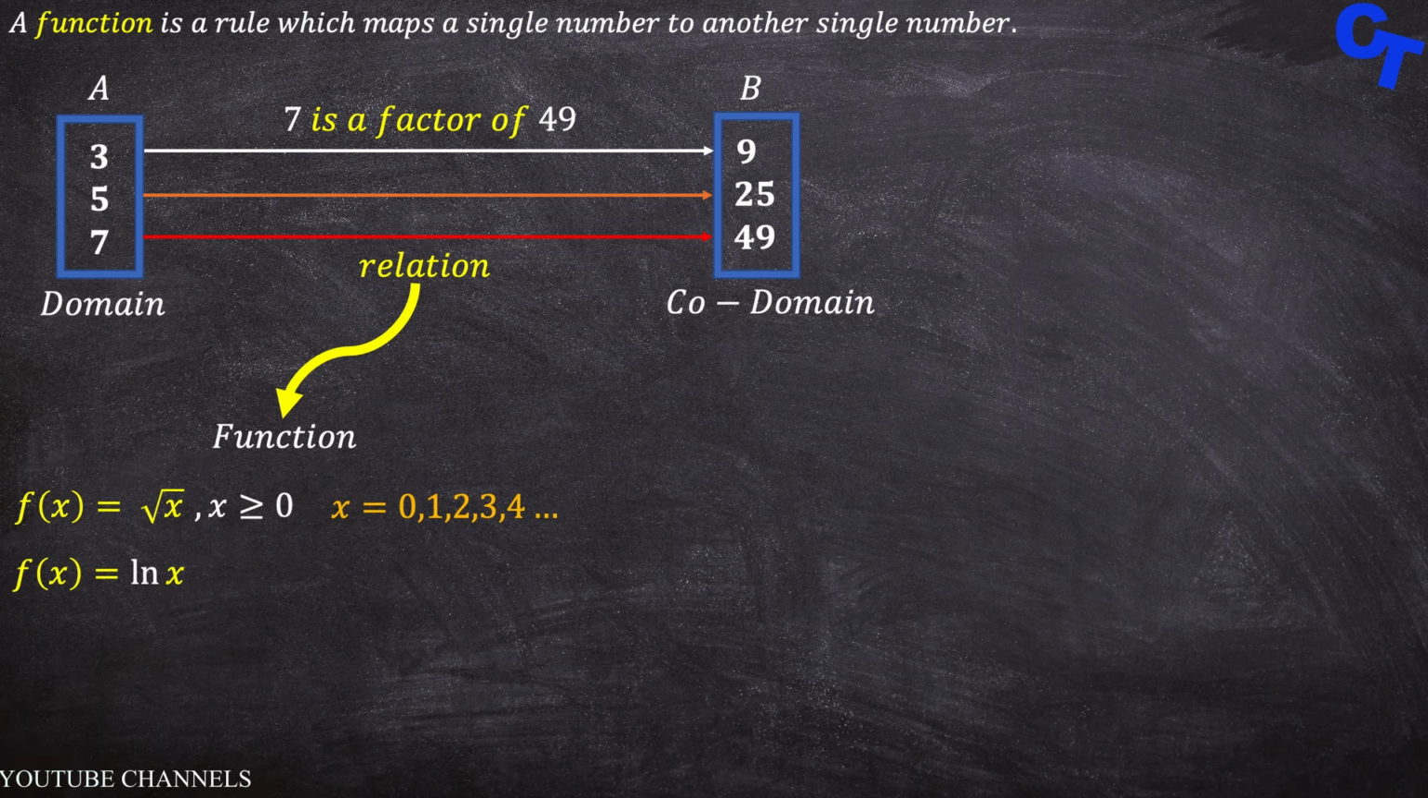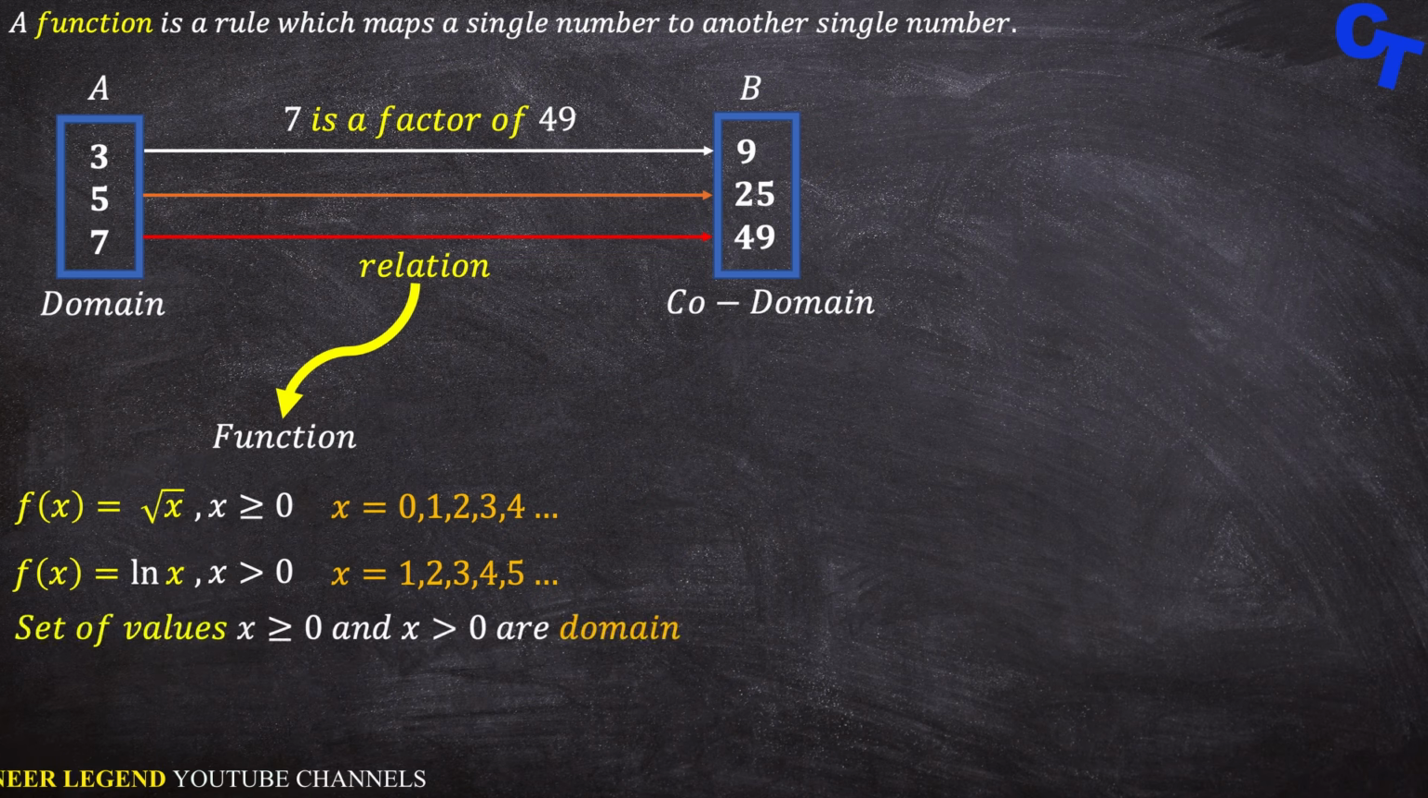So now we're going to look at the natural logarithm of x. Now we need numbers which are greater than 0, right? x should have numbers which are greater than 0, because you can't have the natural logarithm of 0 or a number which is less than 0. So the domain for this function, we say x is greater than 0, right? So x is greater than or equal to 0 for the first function, x is greater than 0 for the second function. That's what we call domain, right?